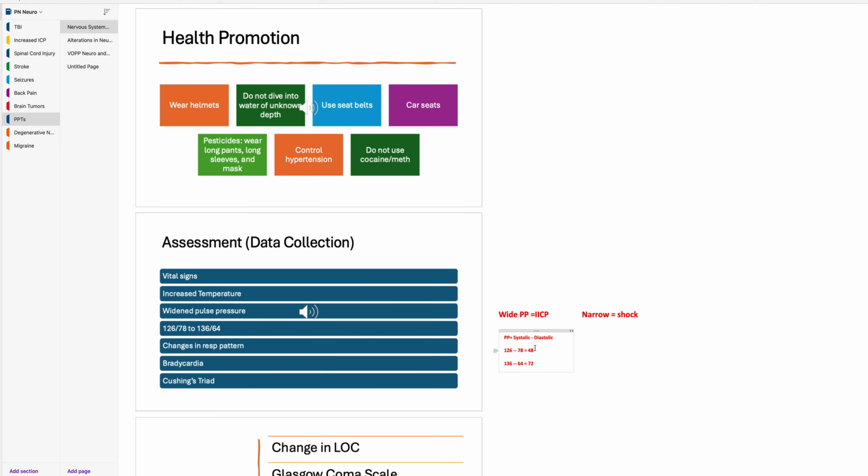So you need to keep your eye on that in patients with neurological conditions, especially if it comes with bradycardia, changes in respiratory pattern. That's called Cushing's triad. So Cushing's triad is a late sign of increased intracranial pressure. It means the patient's going to develop bradycardia, changes in their respiratory pattern, and a widened pulse pressure. So be looking for that.